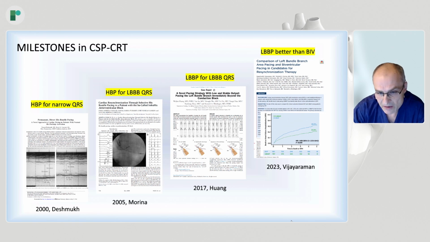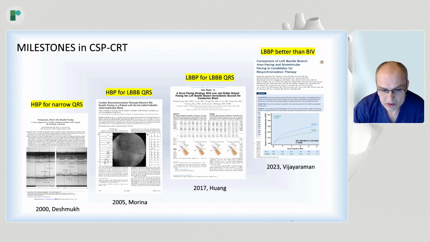Another milestone would be this paper that shows very serious multi-center data from a big group, that CRT by conduction system pacing may actually be better than BiV CRT, which is already a pretty good form of therapy.